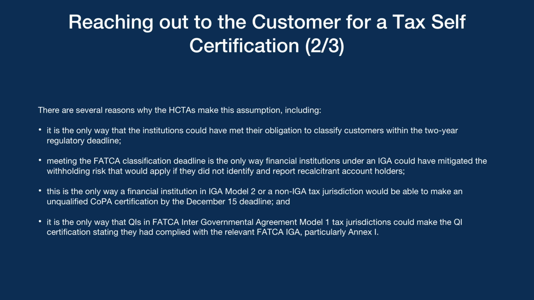It is also the only way a financial institution in an IGA Model 2 or non-IGA tax jurisdiction would be able to make an unqualified COPA, Certification of Pre-existing Accounts, certification by the December 15th, 2018 deadline. And it is the only way that QIs in FATCA IGA tax jurisdictions could make the QI certification stating that they had complied with the relevant FATCA IGA, particularly Annex 1.